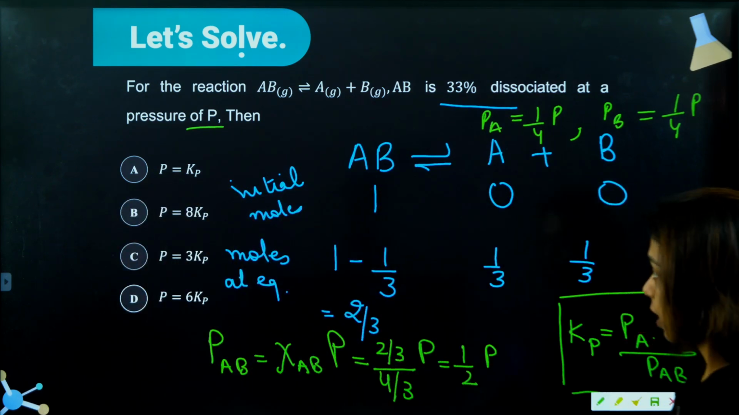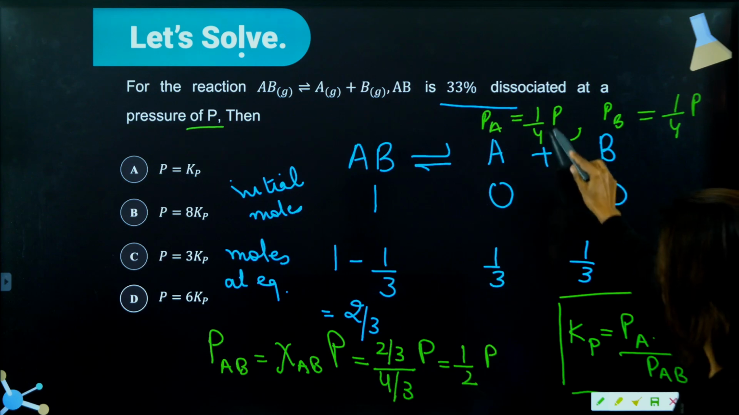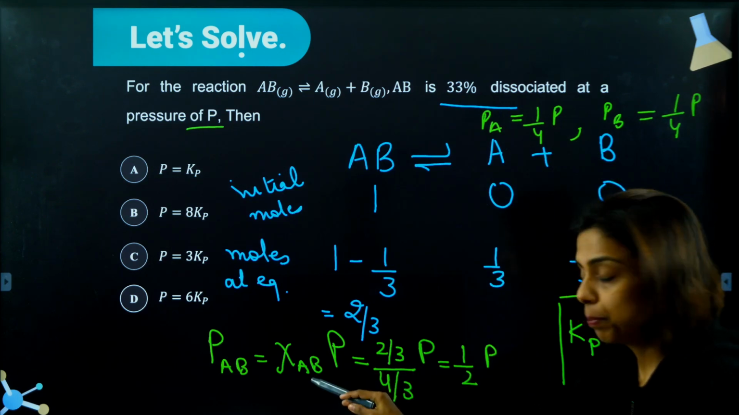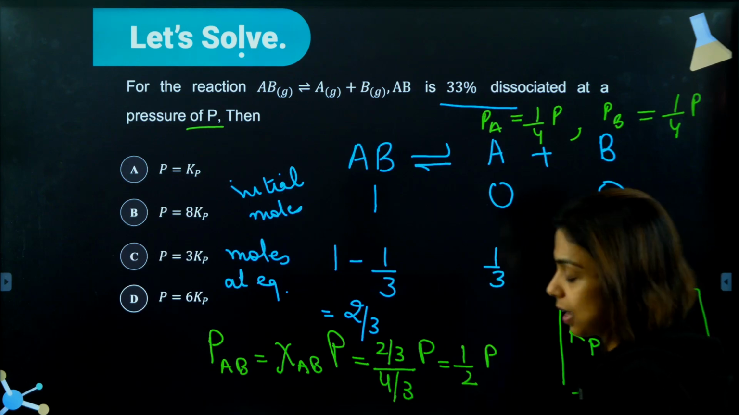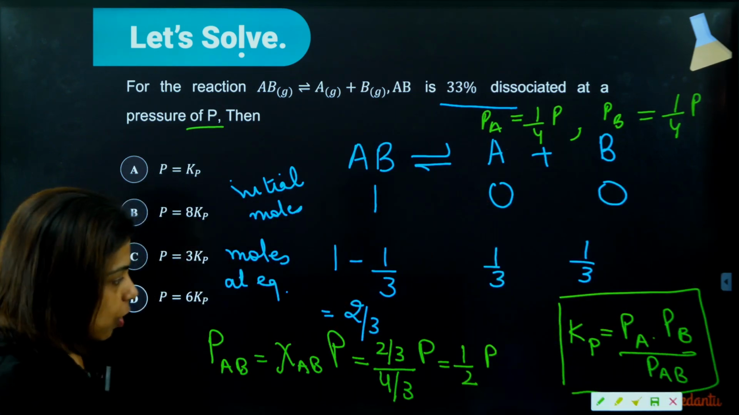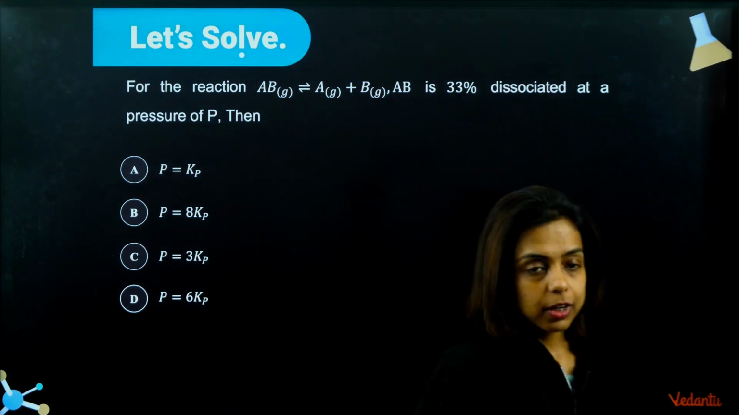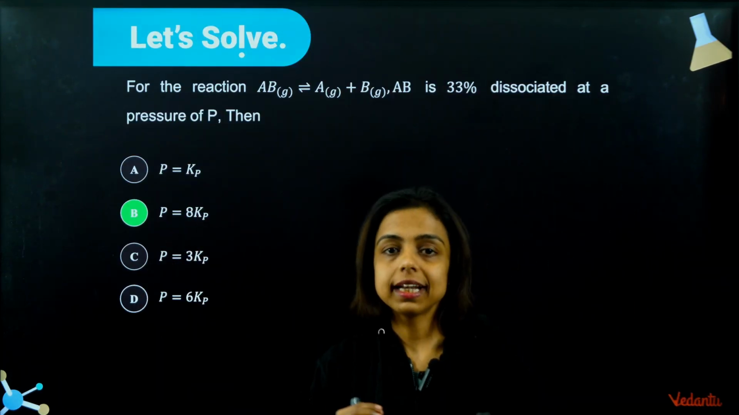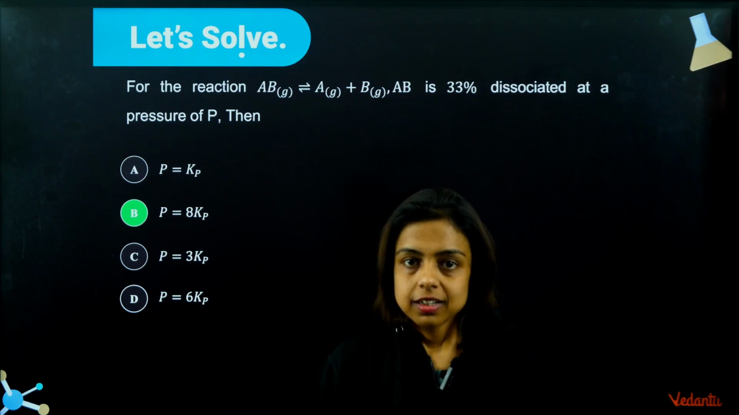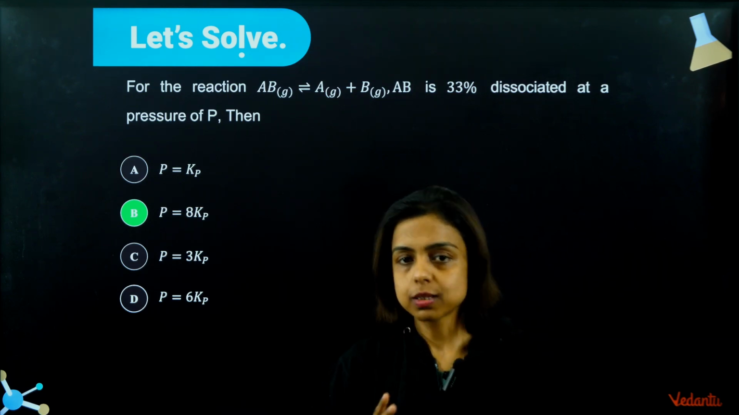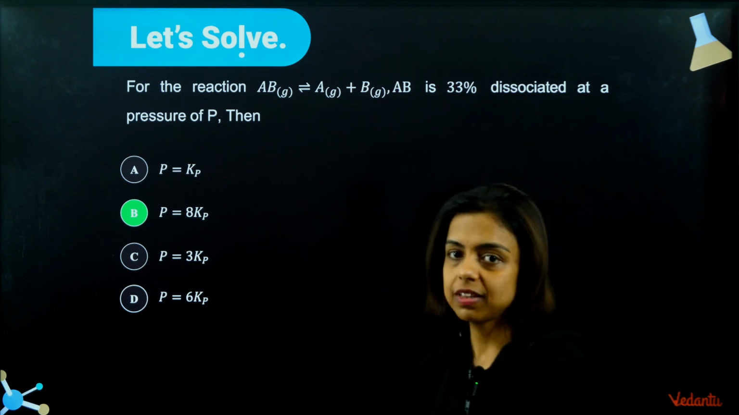So what do you have to do? PA is 1 by 4 P, PB is 1 by 4 P, and PAB is 1 by 2 P. That you are supposed to calculate to figure out the relation. Of course, very simple now, and you'll get your final answer as P is equal to 8 Kp, right? So we used the simple Dalton's law of partial pressure and the expression of Kp here, that is the thing.